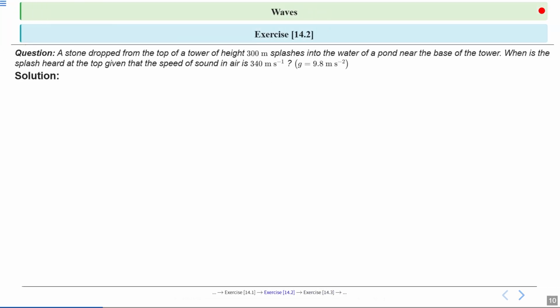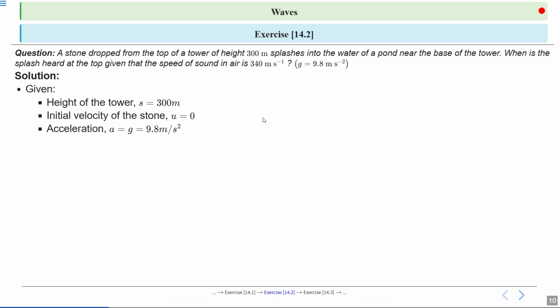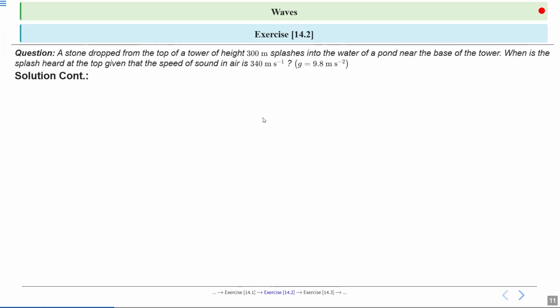Let's start the solution. Let's see what is given in the problem. Height of the tower, 300 meter. Initial velocity of the stone, u equal to 0. Acceleration, a equal to 9.8 meter per second square. Speed of sound in air, 340 meter per second. Alright.